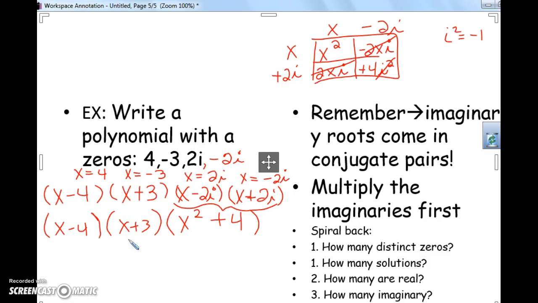How many solutions are there in all? 4. How many of them are real? 2. How many are imaginary? 2. Any multiplicities? No. We don't have any identical solutions. Okay. All right.